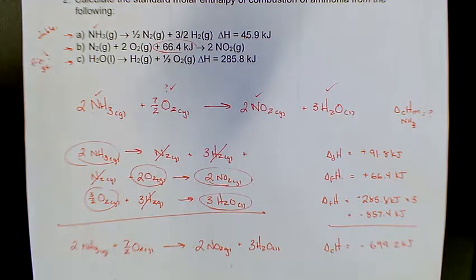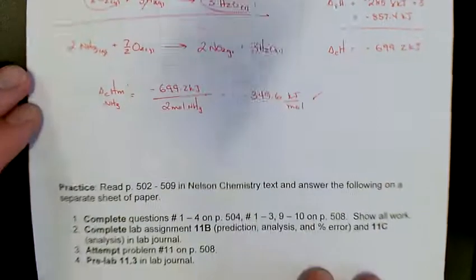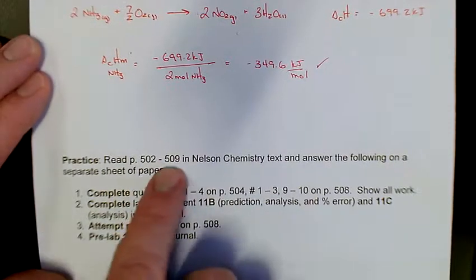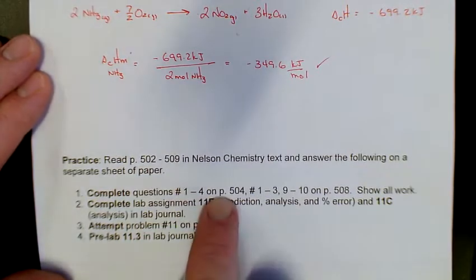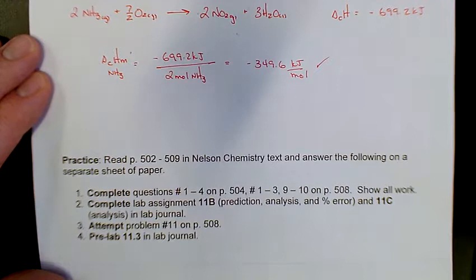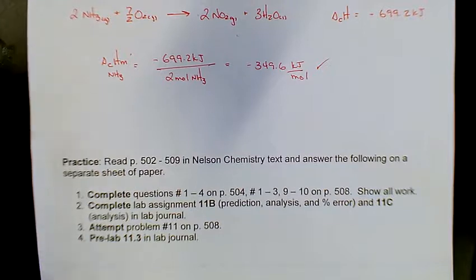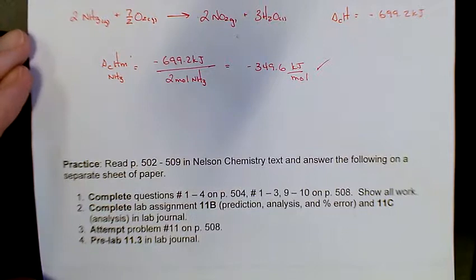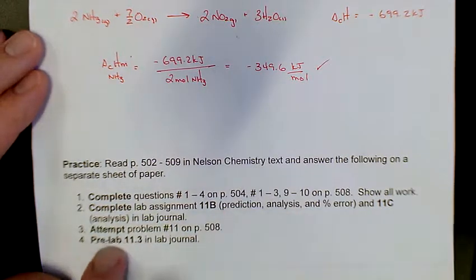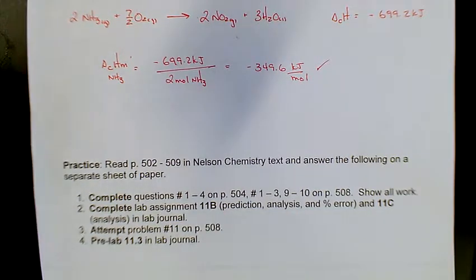There you go, there's the 2 guided examples. There's a few more in the textbook. Make sure that you are going through and reading through 502 to 509, at least peruse it for the examples. That would be very important. Try practice questions on 504 and 508. There is Lab 11B and Lab 11C. Those ones are really quite good. Take a look at those. And there is a very important problem to look at, number 11 on page 508. All of these things should be done before you start taking a look at Lab 11.3, in which we'll have a chance to go take a look at this Hess's Law process and make sure that it works out.